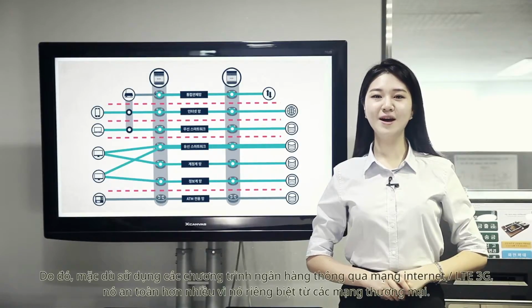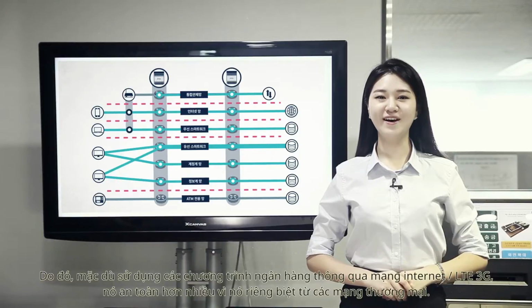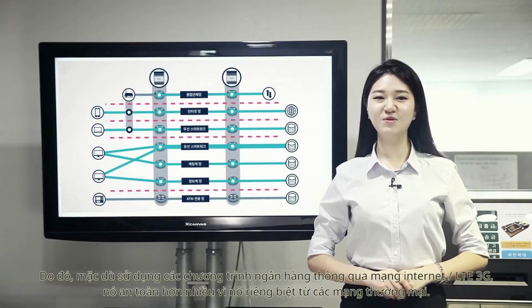Therefore, although it uses internet banking programs via the 3G LTE networks, it is much safer because it is separate from the business network.